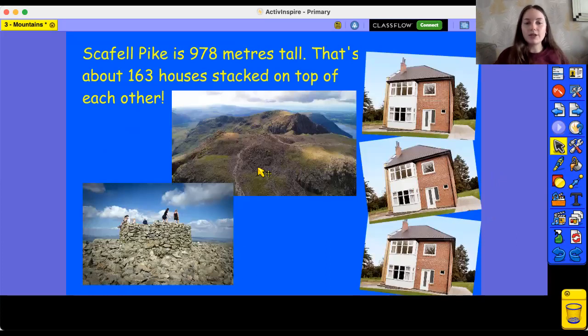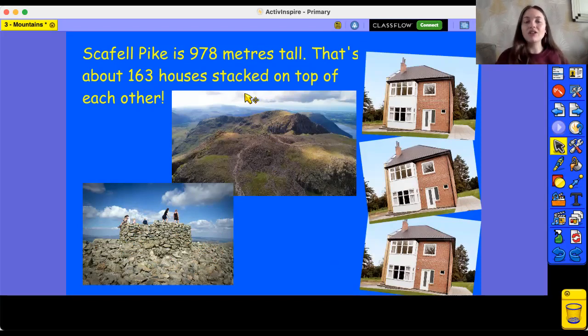Scafell Pike, here's another picture of it. This is a picture of the summit. A summit of a mountain is the top, the very highest point of the mountain. Some people are stood at the summit of Scafell Pike, and it's 978 metres tall. How tall is it?